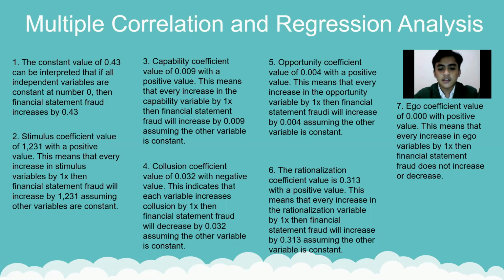And 6 is the rationalization with a coefficient value of 0.313 with a positive value. And the last one is ego with a coefficient of 0 with a positive value, which means that this variable doesn't increase or decrease financial statement fraud.